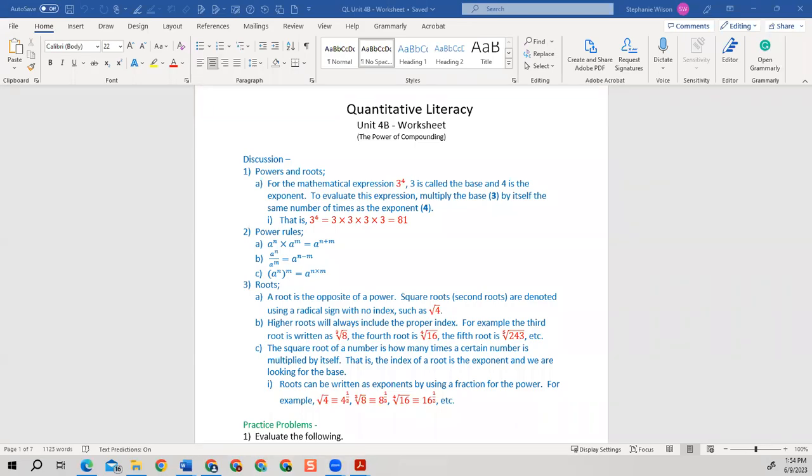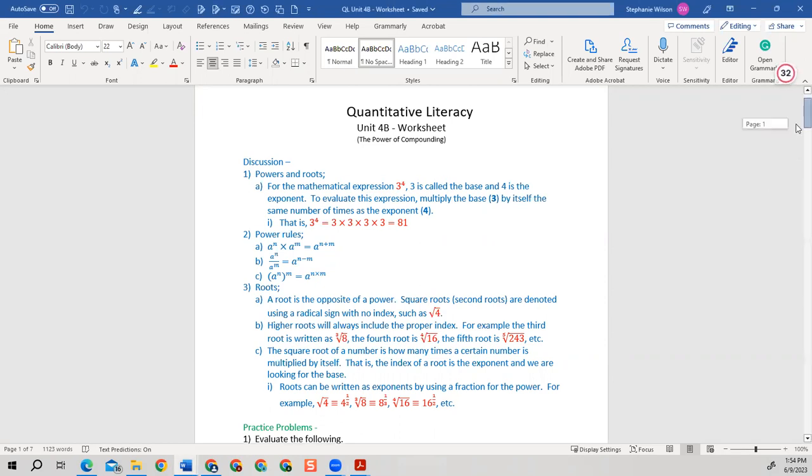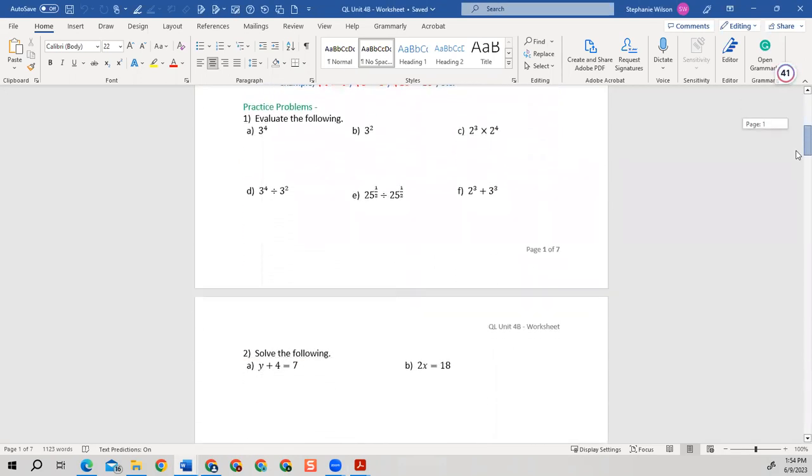Let's talk about power of compounding. At the beginning of this section, you're going to notice here is some helpful information, and we're talking about the exponential rules. So I'm going to let you take a minute. You can pause it, go over this, and let's just jump right into solving these problems.